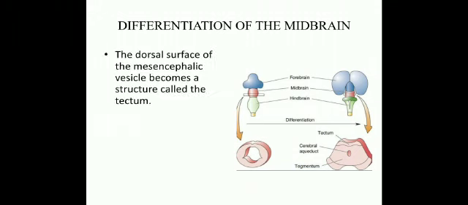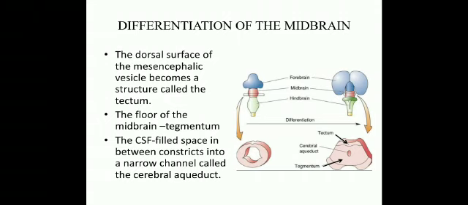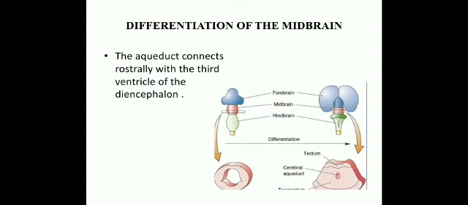Then the dorsal surface of the mesencephalic vesicle becomes the structure called the tectum. The floor of the midbrain forms the tegmentum, and the cerebrospinal fluid-filled space in between constricts into a narrow channel called the cerebral aqueduct. The aqueduct connects rostrally with the third ventricle of the diencephalon.